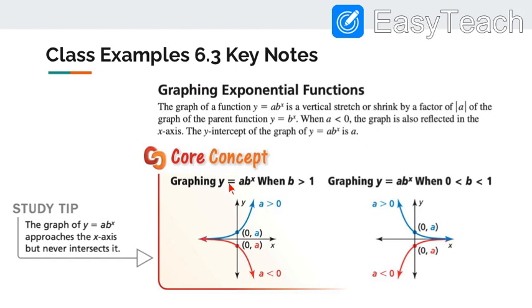I've talked about this a few times, but if the b value is greater than 1, it's going to be increasing. And it's going to be increasing, getting further and further away from the x-axis as it goes up. If the a value is positive, it's going to look like this. If the a value is negative for some reason, it would look like this. When the b value is less than 1, so think of decimals and fractions, it's going to get closer to 0 because you're multiplying it by something that gets closer and closer to 0.